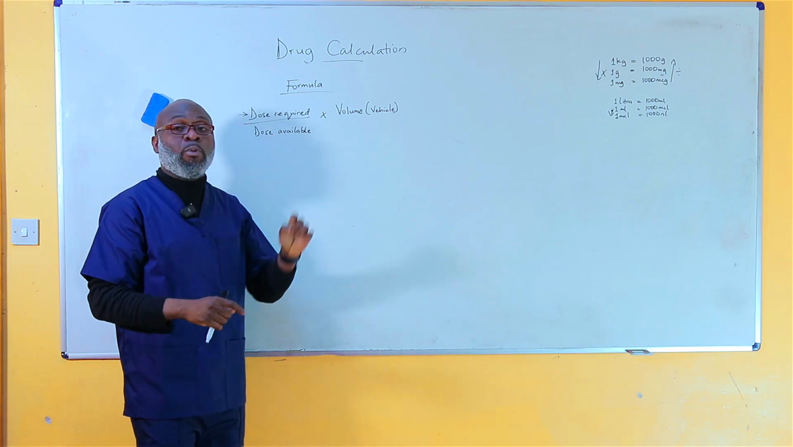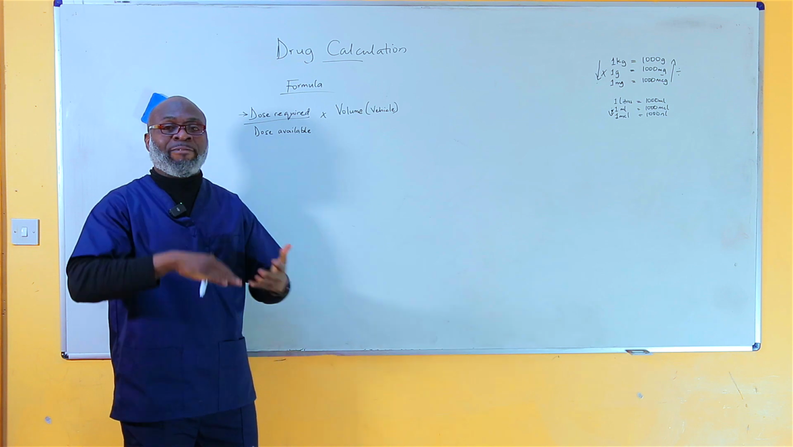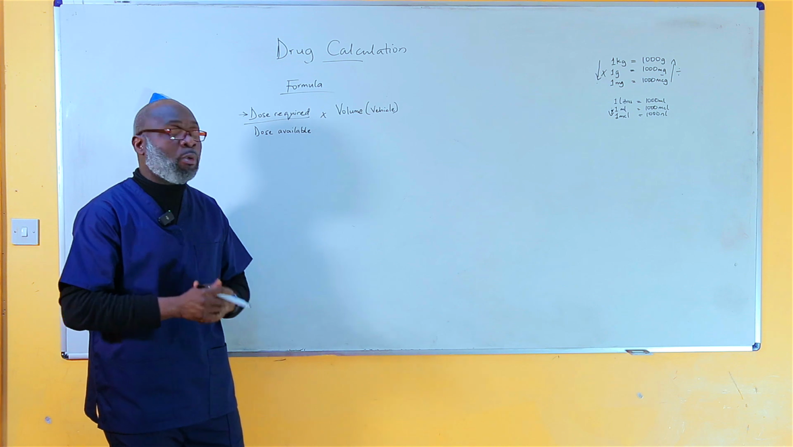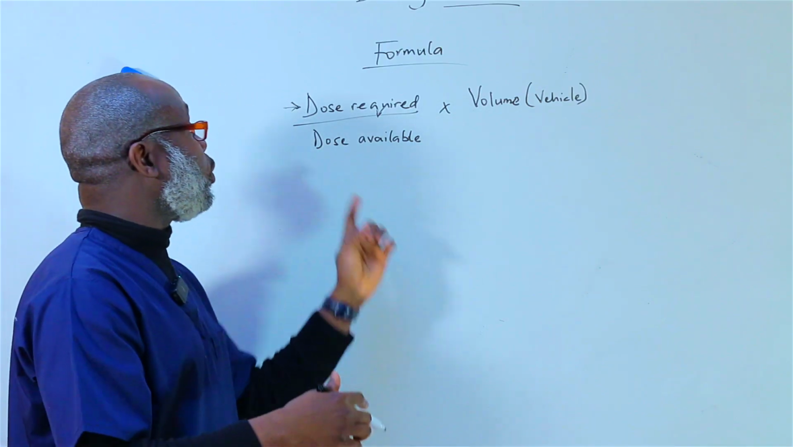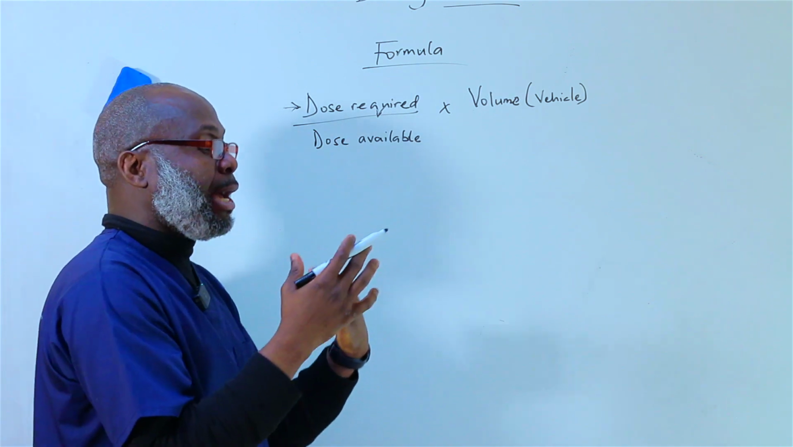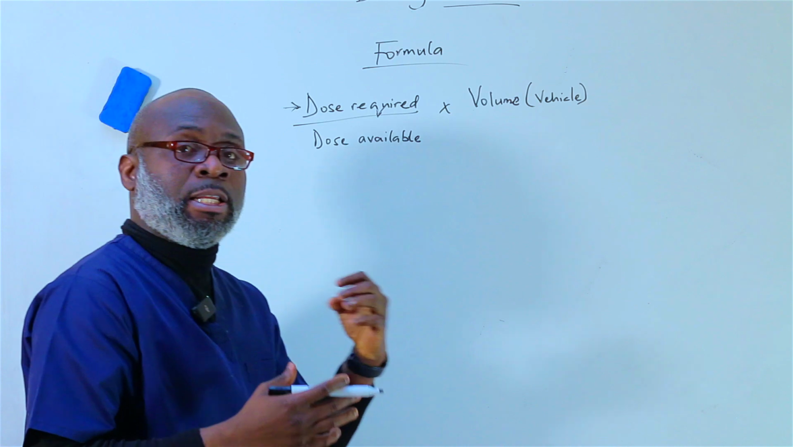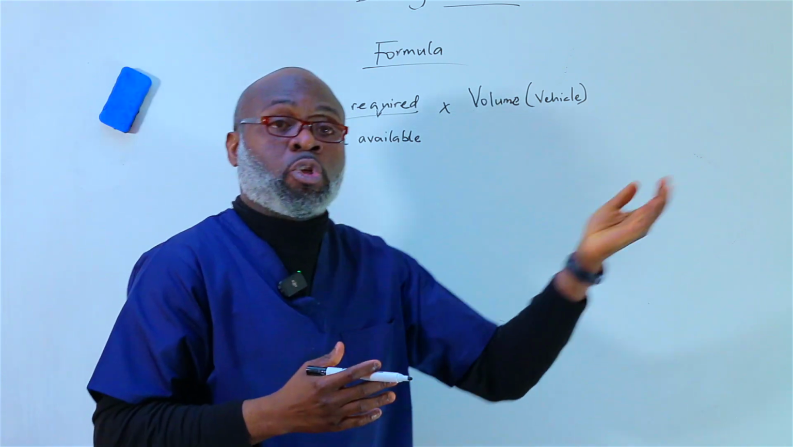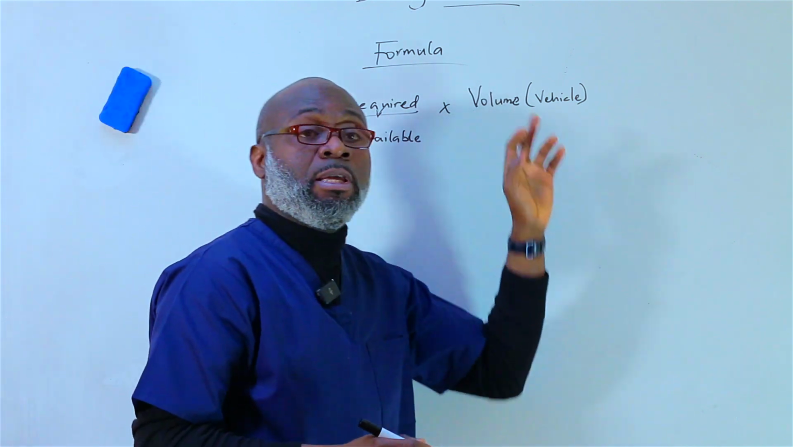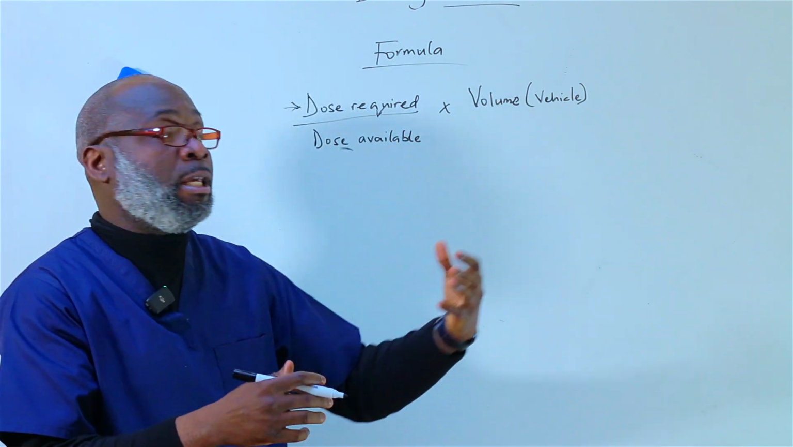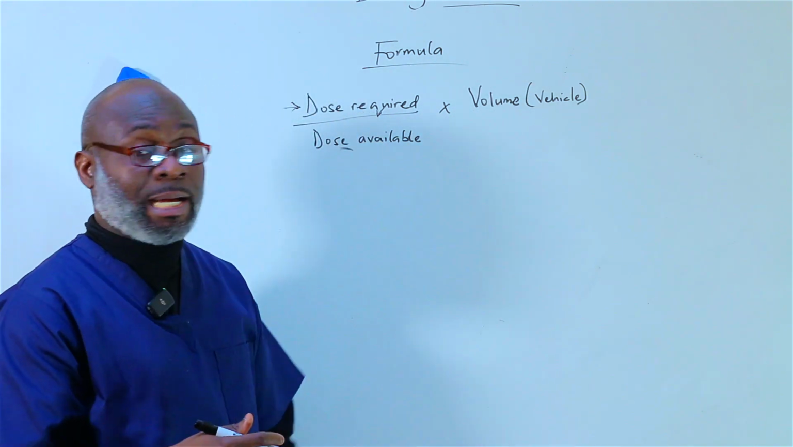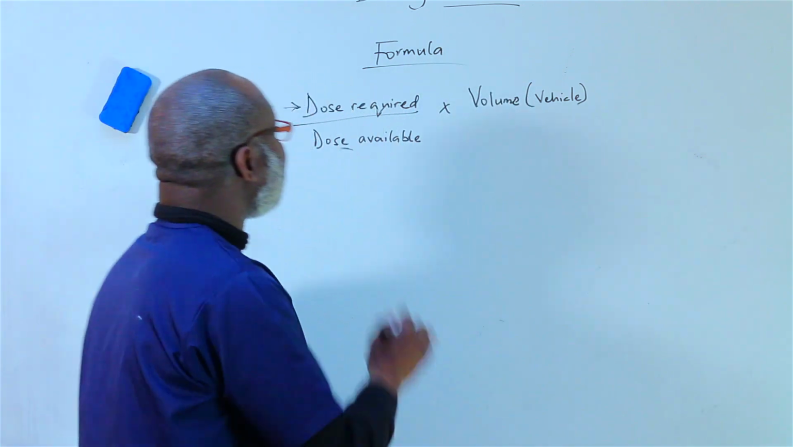Then the dose available is when they say the medication is available in maybe 500 milligrams. The medication is available in 5 milligrams. So the available dose is the one where they say, you are asked to give this to your patient, but the medication is available in so-and-so dose. That is the dose available. Then the volume may be the number of tablets. It may be the volume of the liquid, maybe in milliliters or in liters. So that is the formula.